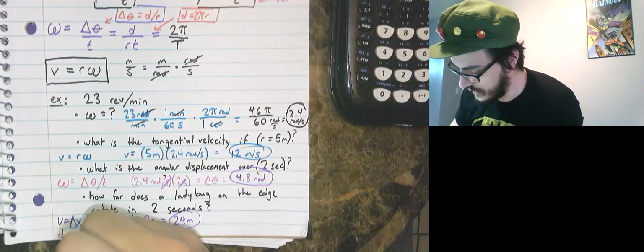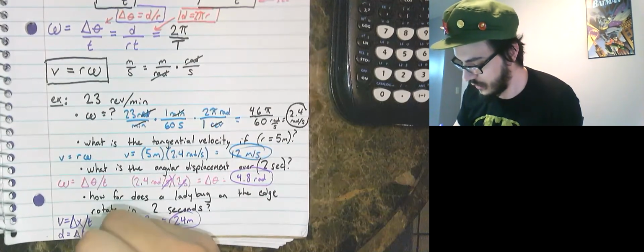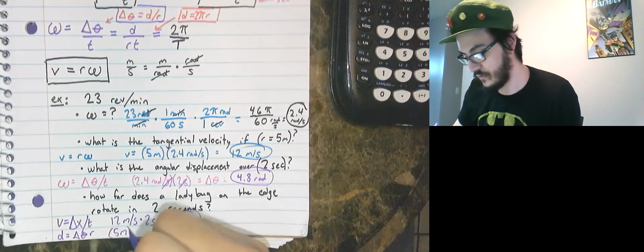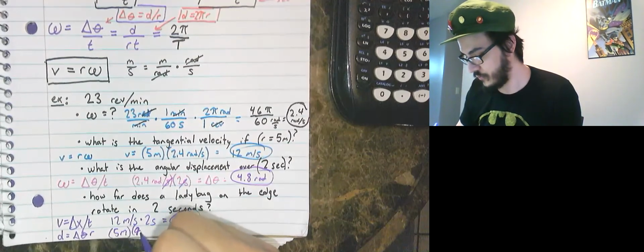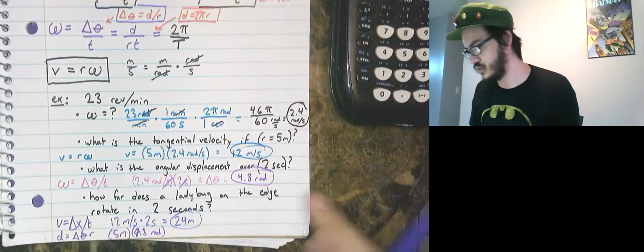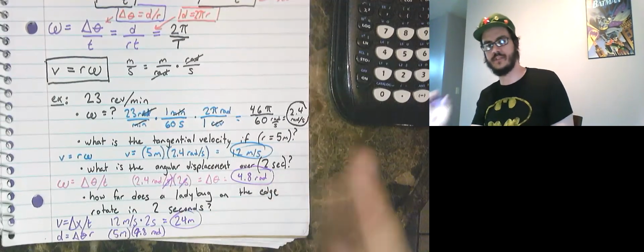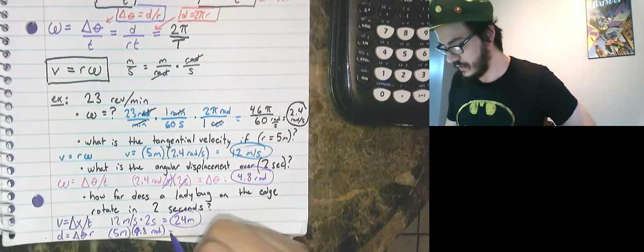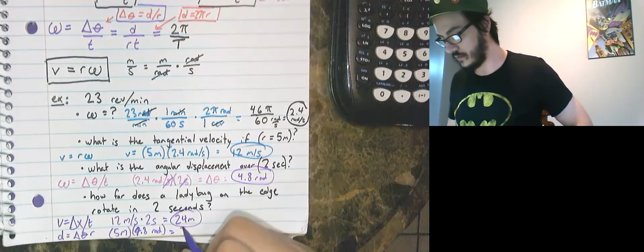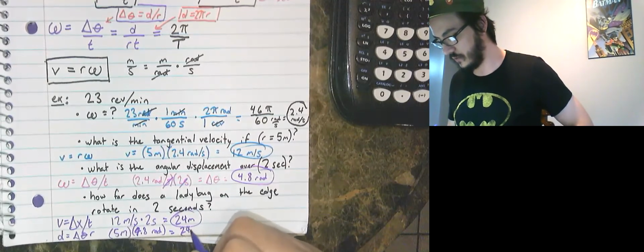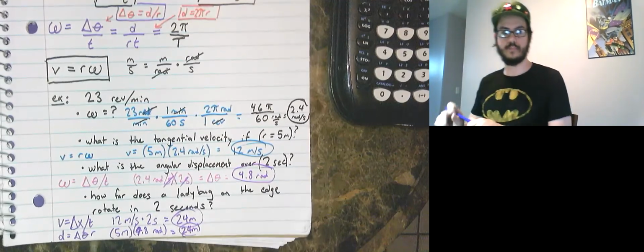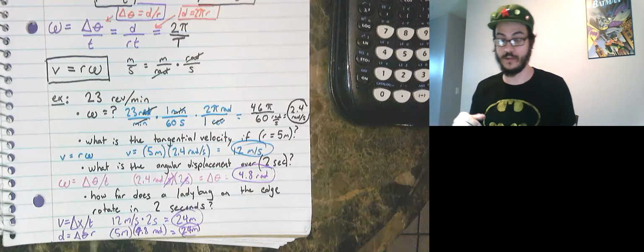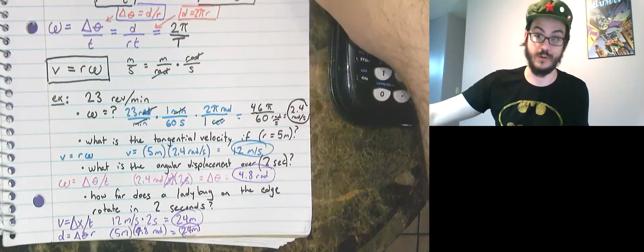If we use distance is angular displacement times radius, then it'll be 5 meters times 4.8 radians, which is what we just found for 2 seconds. They had different times. You could do it again as more steps. But 5 times 4.8 also gives you 24. When there are multiple methods, you should feel relieved because you only have to remember one in order to be successful.